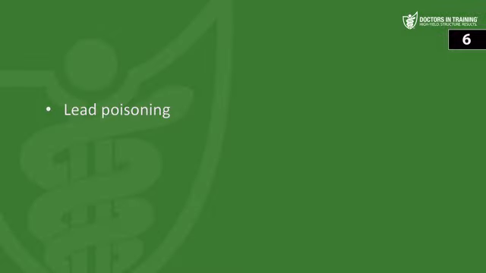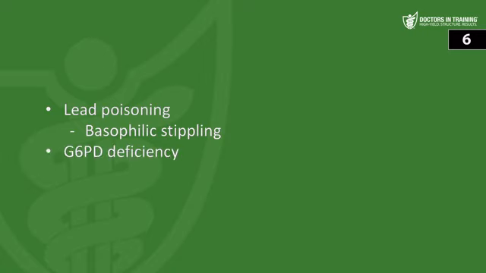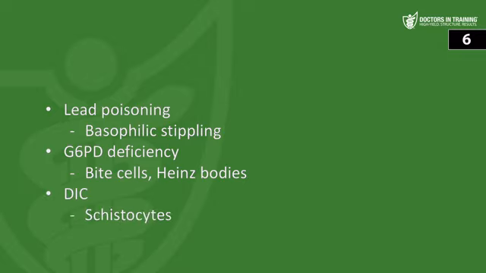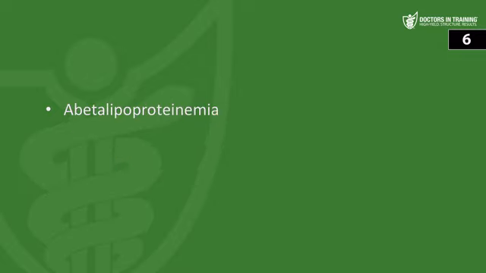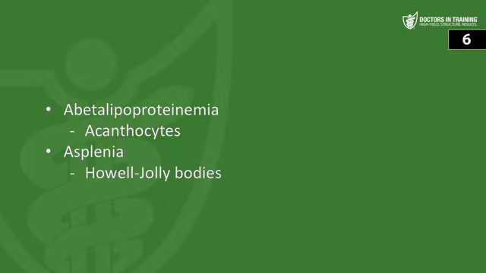So with lead poisoning, you see red cells with basophilic stippling. With G6PD deficiency, you might see bite cells and also Heinz bodies within the red cells. With DIC, you're going to see schistocytes. With A-beta lipoproteinemia, you're going to see acanthocytes, which are also called spur cells. And with asplenia, you might see Howell-Jolly bodies and also possibly target cells.